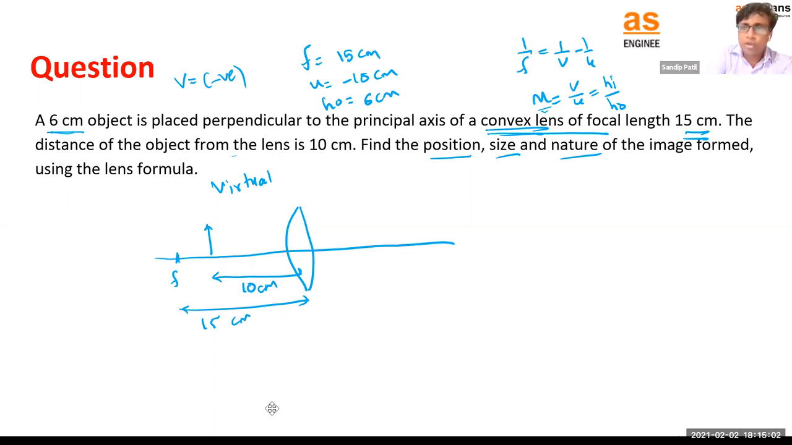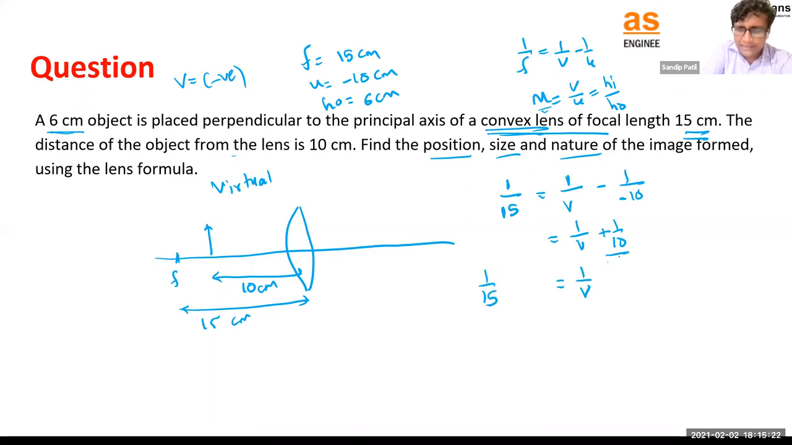Let's try to use this small formula. So 1 by F. F is how much? 15. V we want to calculate. Minus 1 by U. U is minus 10. Right? Simple. So let's try to solve this one. This minus is going to get plus. And I want to calculate 1 by V. So let's keep 1 by 15 as it is. Let's take this 1 by 10 on this side. That will become negative. Right?